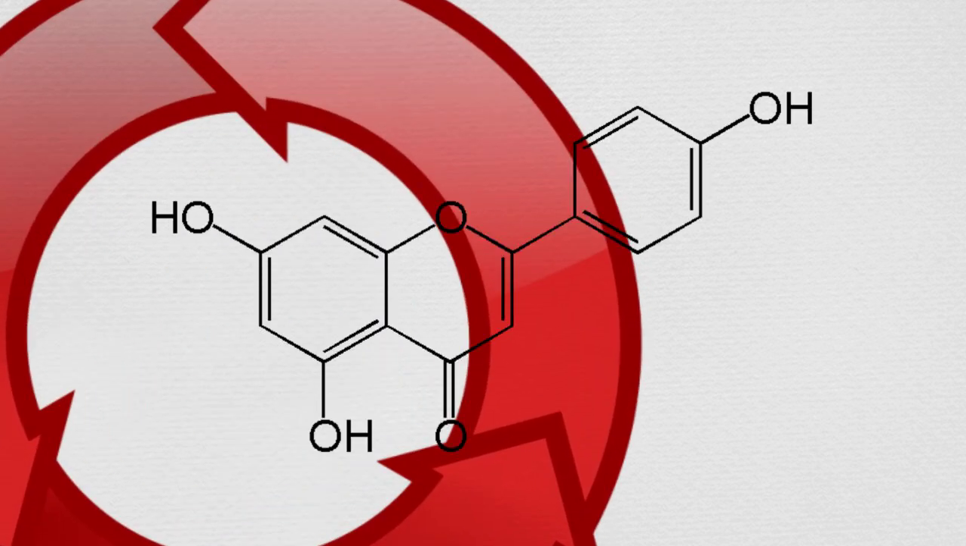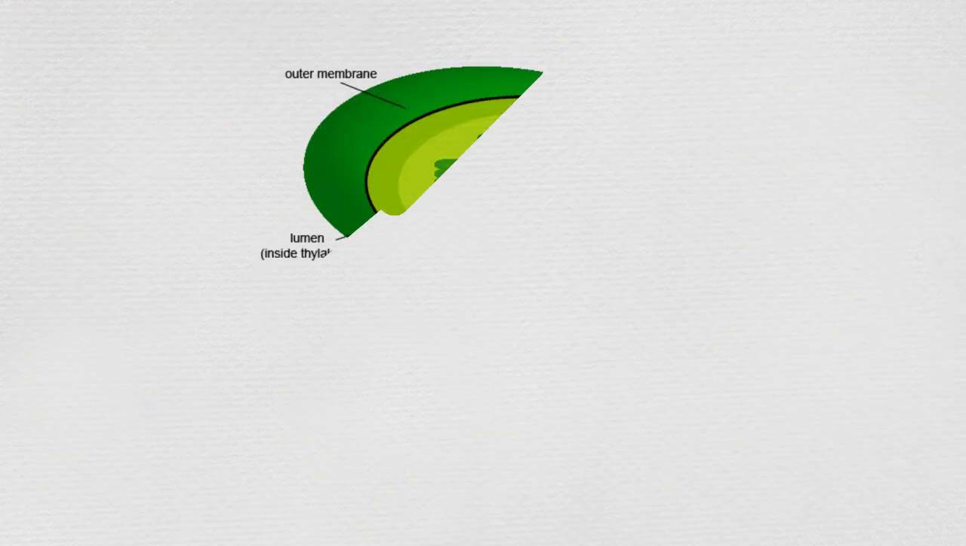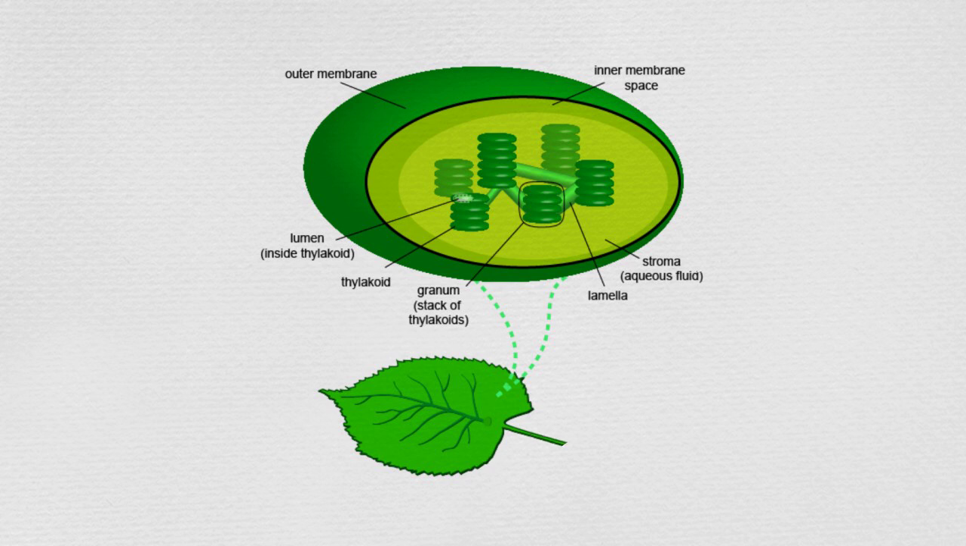There are also cycles that happen in biological compounds. These cycles happen over and over. An example of these cycles can be related to photosynthesis, which is the process that creates sugars in plants.